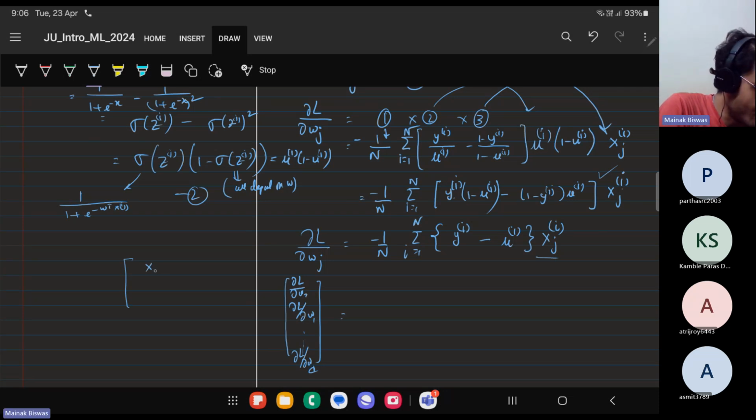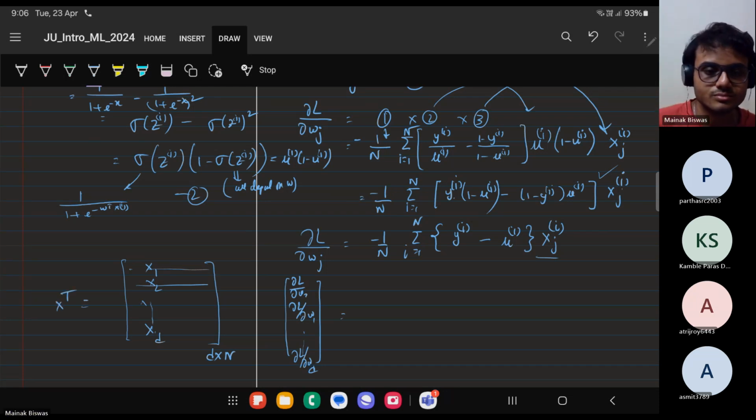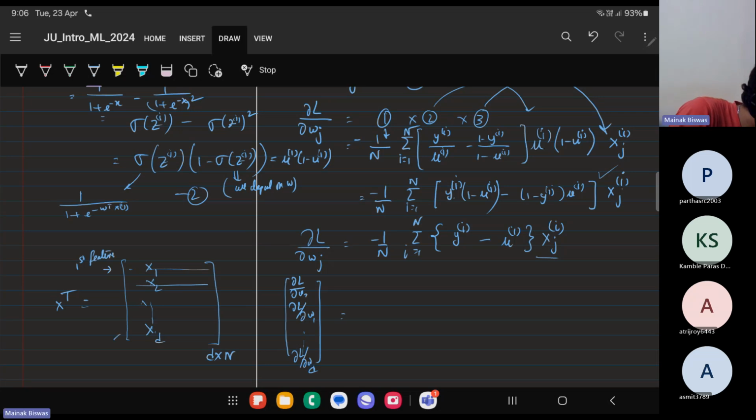So if this was your training example, x1 over all the training examples, x2 over all the training examples, dot dot dot, xj, up to xD over all the training examples. So this will become, what is the dimension of this matrix? D cross n. This is x transpose, right? First feature, up to the Dth feature.